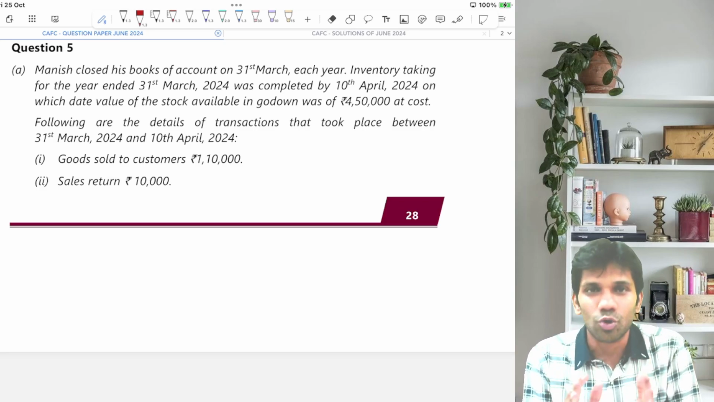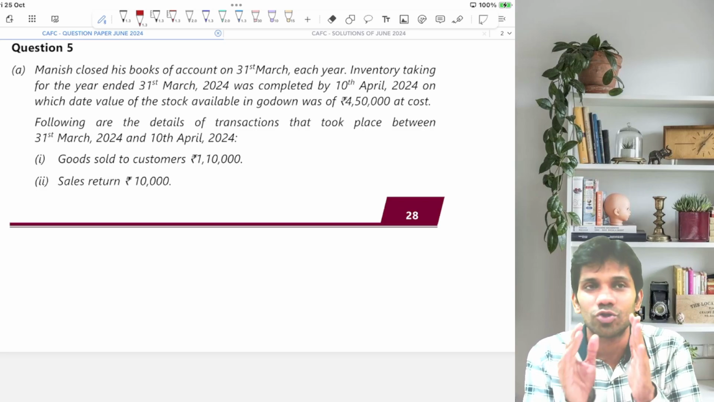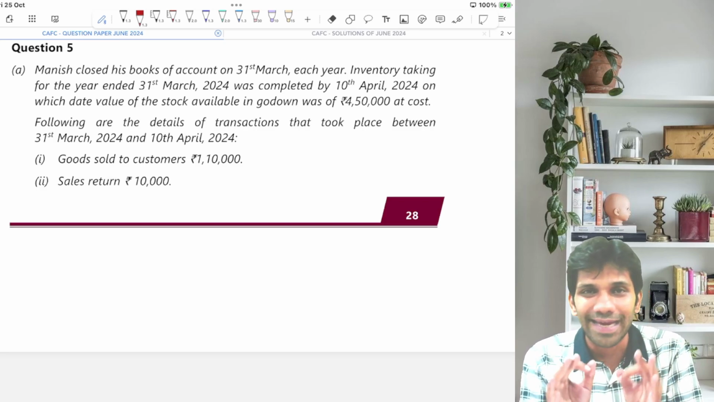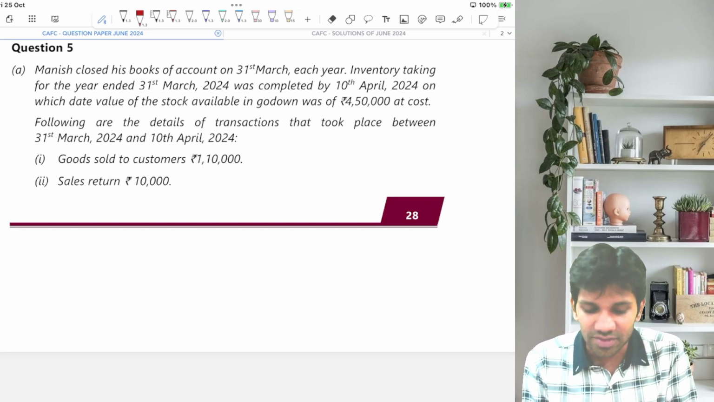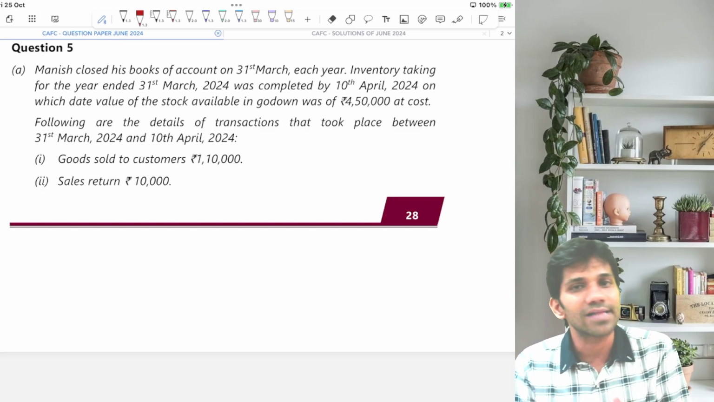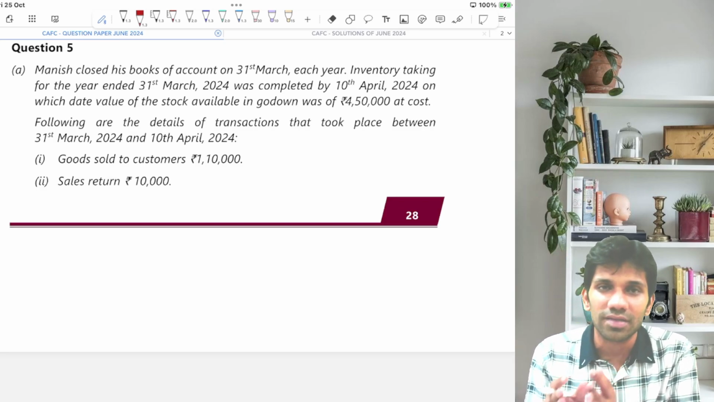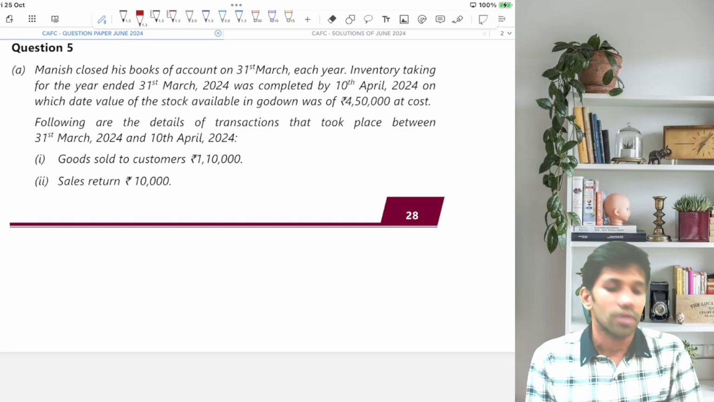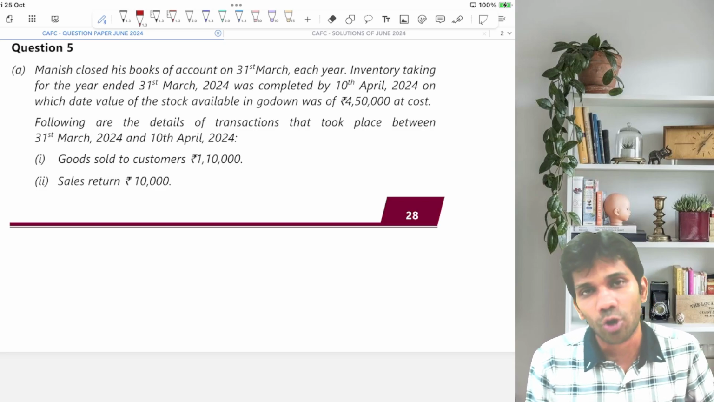So now let's concentrate on the June 2024 examination question paper, and I'm going to solve the inventory question. I have this question on the screen with you, and I'll explain how the solution has been prepared. First of all, this question is related to physical stock taking.